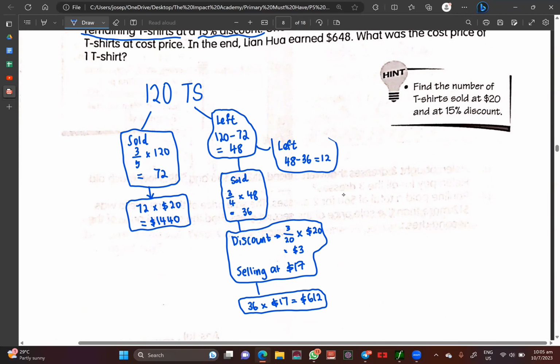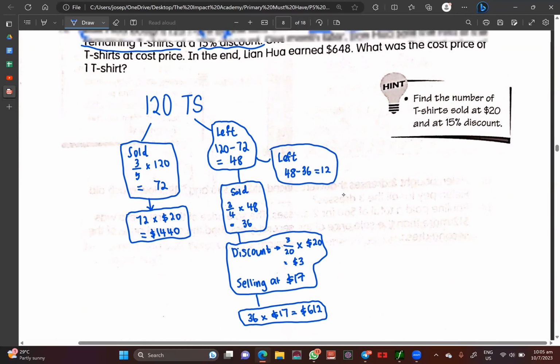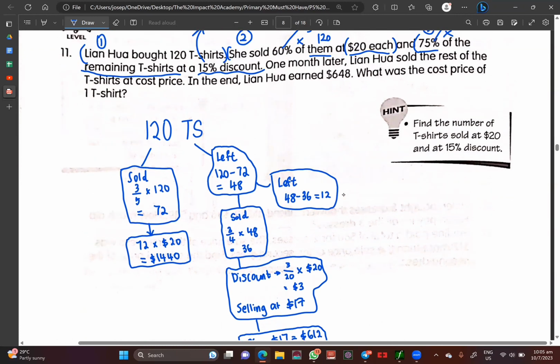So what happened to this 12? As a student, you want to always find the hidden information. As you can see over here, whenever I find something on the left, I need to make sure that there is another thing that I need to find, which is what we term hidden information. So let's continue on to the fourth sentence. It says 1 month later, Dianhua sold the rest. If you're wondering what the rest is, it is simply those 12 t-shirts that I have found out, right, at cost price.